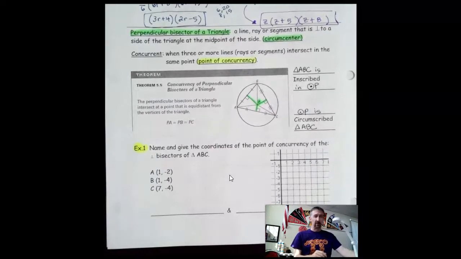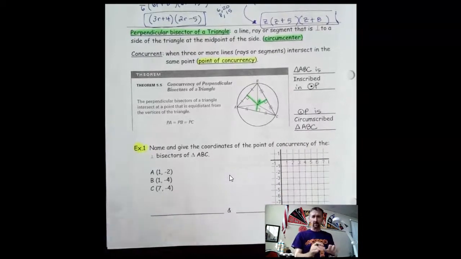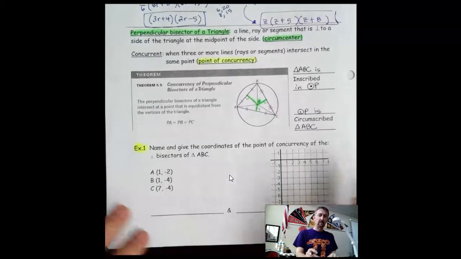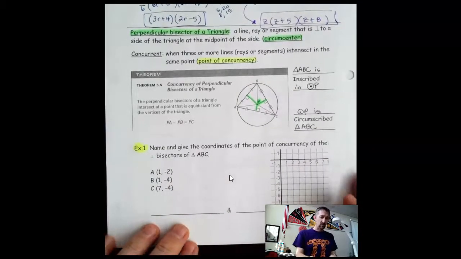If your parents ask you what you learned in class today, make sure you're careful about how you say that. Circumscribed. We learned about, yeah, circumscribed. Never mind. It's not important.